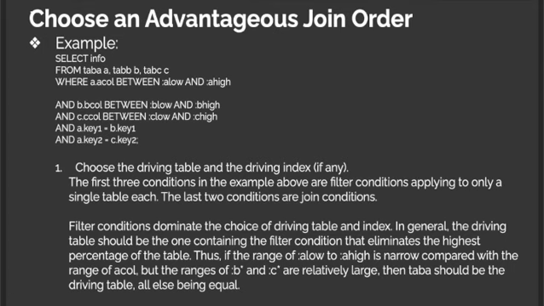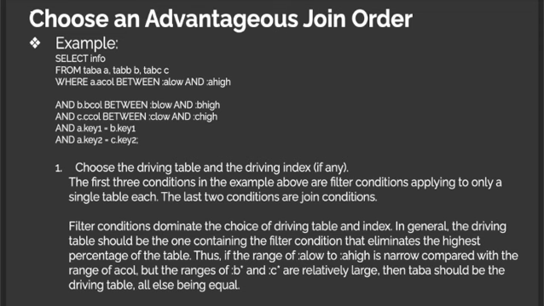Thus, if the range of A low to A high is narrow compared with the range of A call, but the ranges of B and C are relatively large, then tab A should be the driving table, all else being equal.